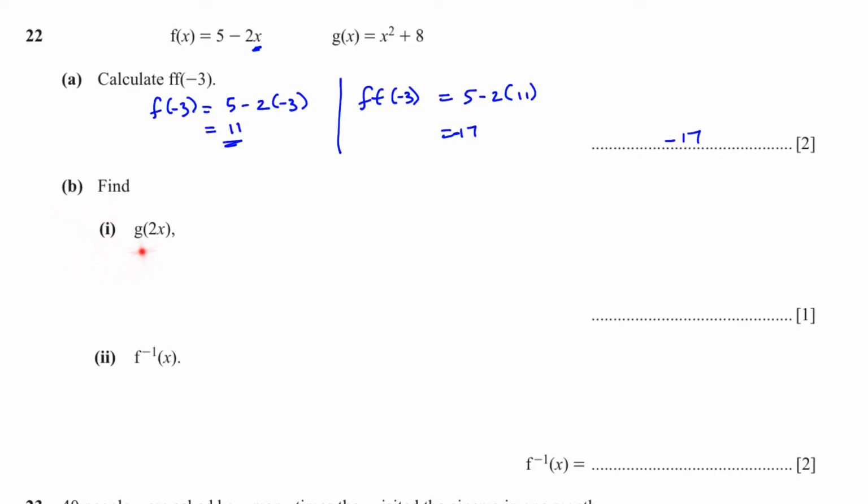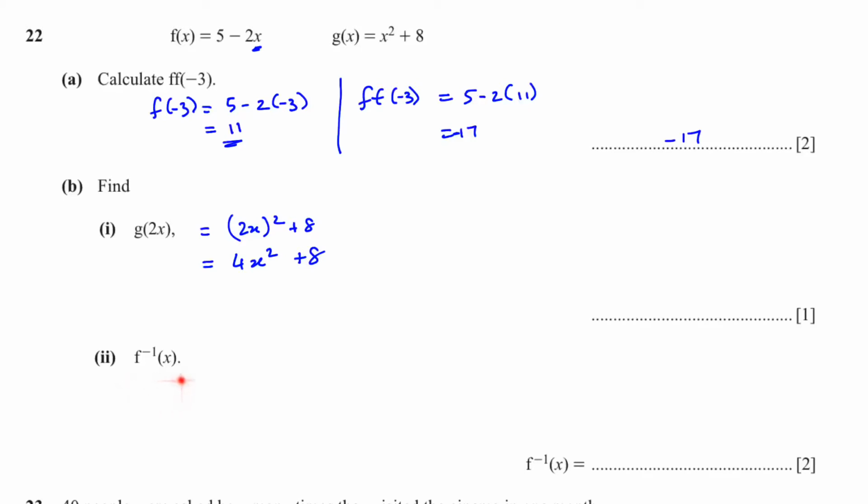We find g of 2x. So wherever there is x, we'll replace it with 2x. That will give us (2x) squared plus 8. Remember, the power of 2 is also for the 2 inside. So 2 to the power of 2 will become 4x squared plus 8. That is your answer.